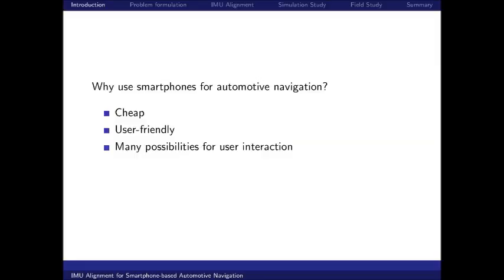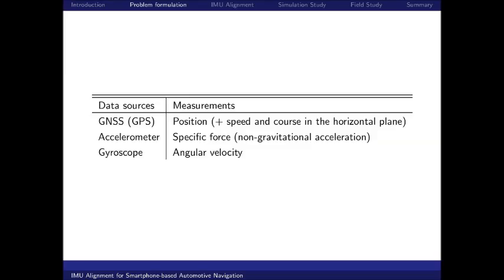Notable examples of smartphone apps which employ some sort of smartphone-based automotive navigation include Waze and Uber. There are three types of data sources that we will use. The first one is the GPS receiver. Here I use the more general term GNSS. GNSS receivers in today's smartphones will provide us with measurements of the smartphone's three-dimensional position and also of the smartphone's speed and course in the horizontal plane, which is tangential to the surface of the Earth at the current position of the smartphone.